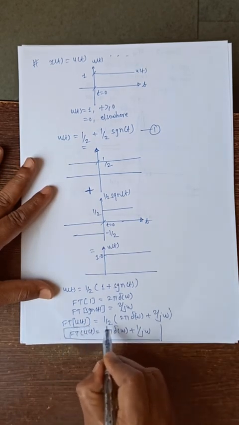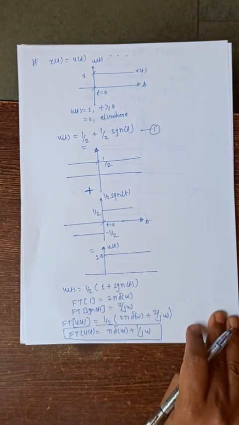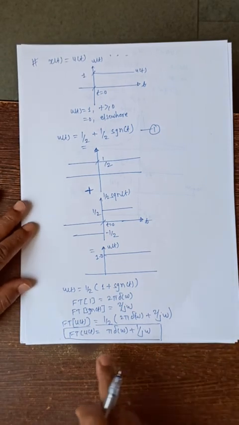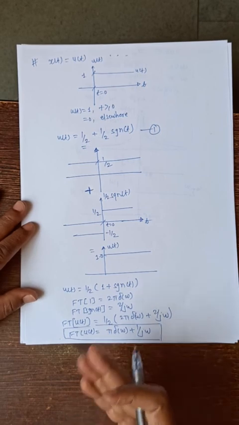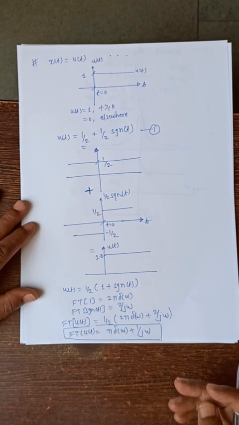Okay, so this is how to find the Fourier transform of standard signals, the two standard signals that we have seen. Now this is the Fourier transform of u(t). We have already seen how to calculate the Fourier transform of sgn(t). So this is all about today's session.